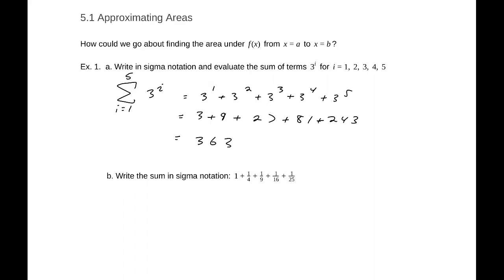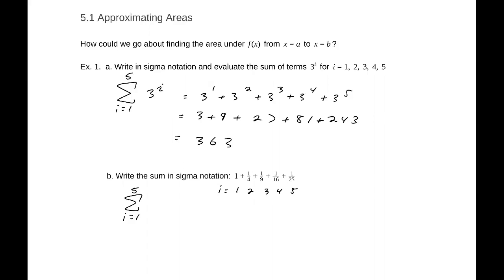Part B, write the sum in sigma notation: 1, 1/4, 1/9, 1/16, and 1/25. We want to sum those. So I equals 1 is generally our starting point. You can start anywhere, but generally we want to start at 1. Okay, well, if this is the first term, there's our second term. I'm just going to write these here: 1, 2, 3, 4, and 5. So we're going to go from I equals 1 to 5.